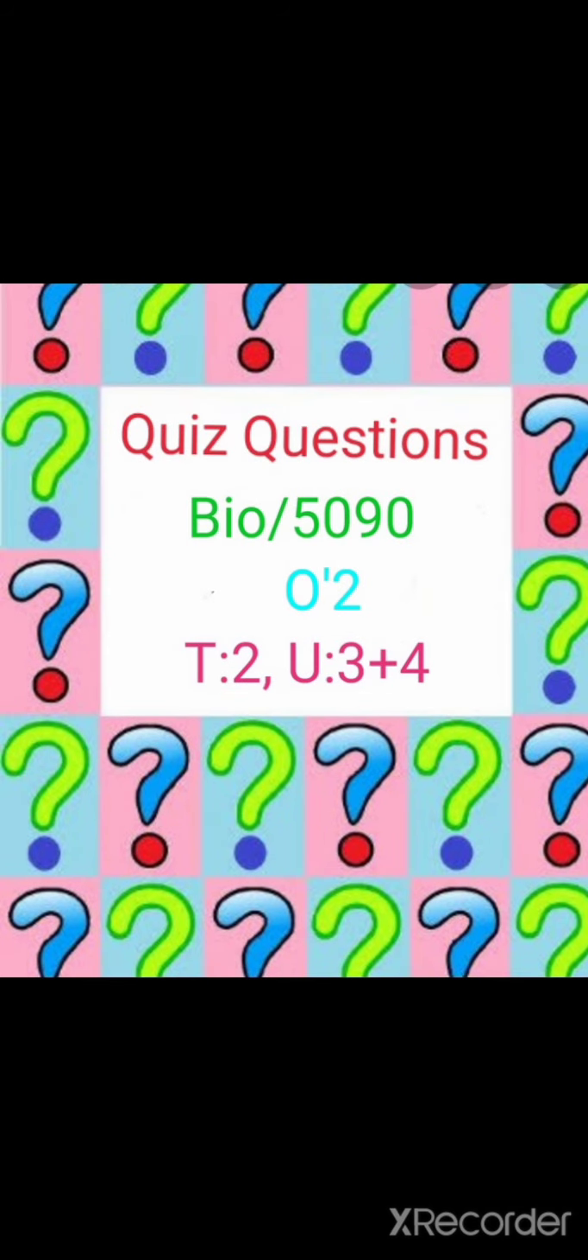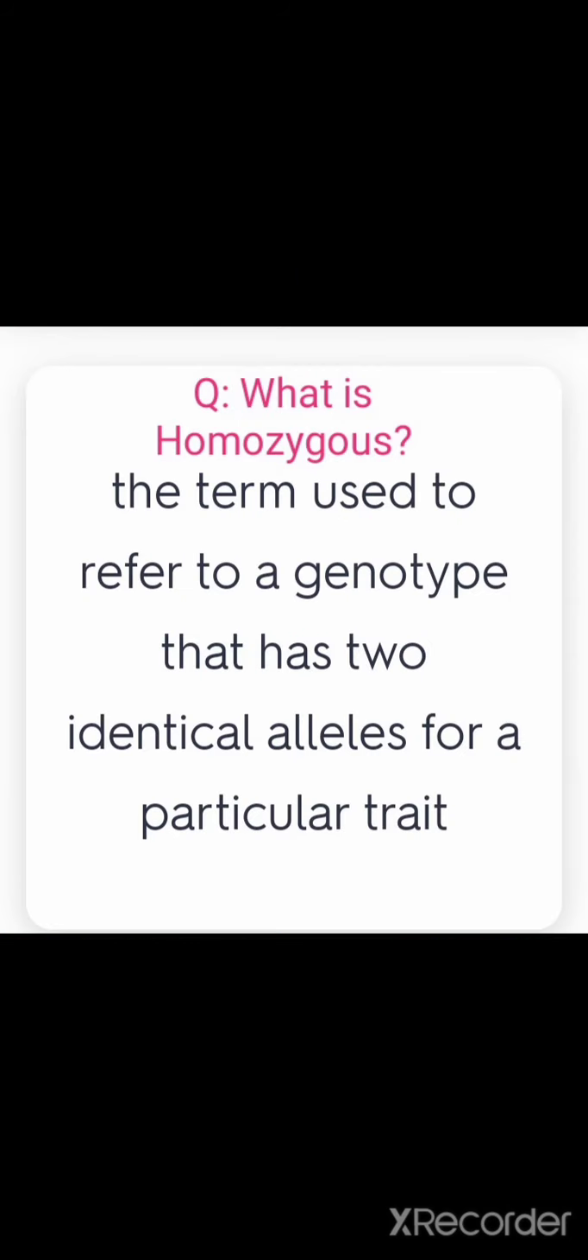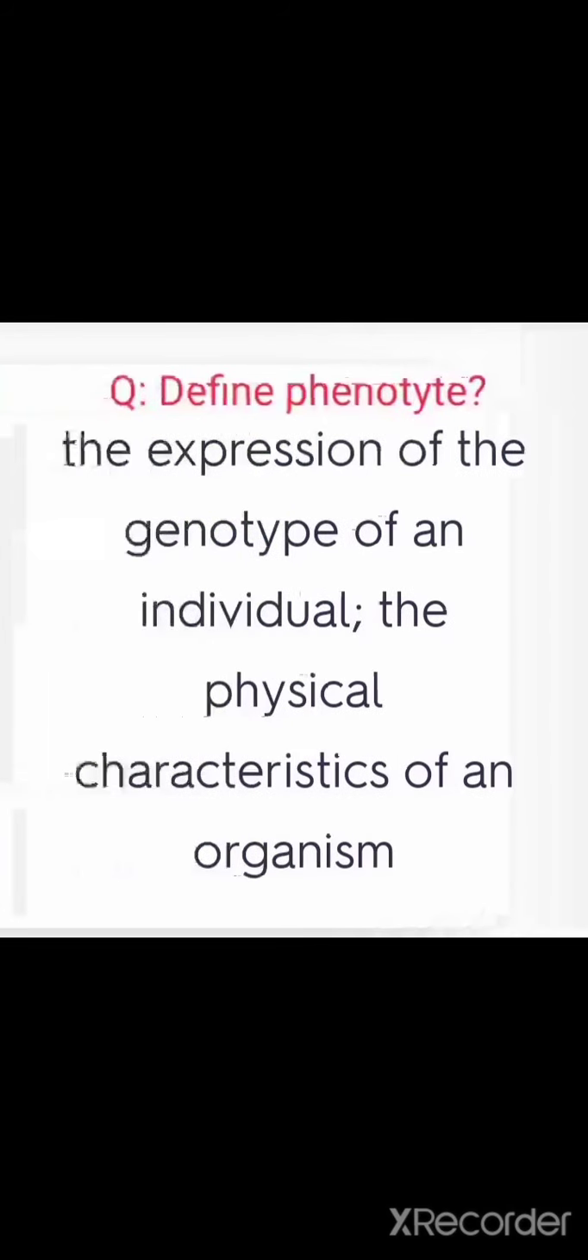Assalamu alaikum students. I am here to present quiz questions for Biology 5090 for the grade O2, Term 2, Unit 3 and Unit 4. The first question is, what is homozygous? Actually, the homozygous means the term used to refer to a genotype that has two identical alleles for a particular trait. Then define phenotype. The expression of the genotype of an individual, or you may say that the physical characteristics of an organism are called phenotype.